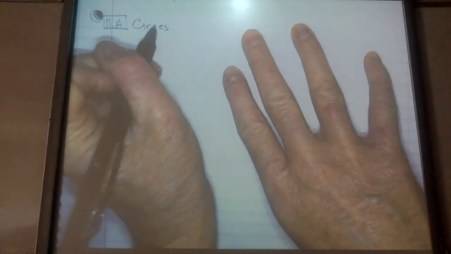We go for lesson 11. So 11.A is on circles, but it really just goes over some vocabulary and a little reminder.